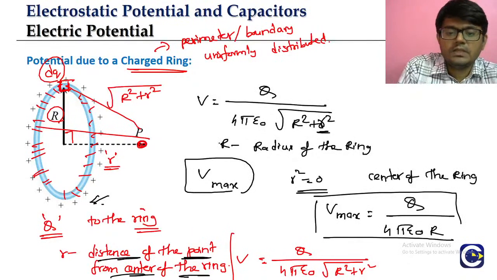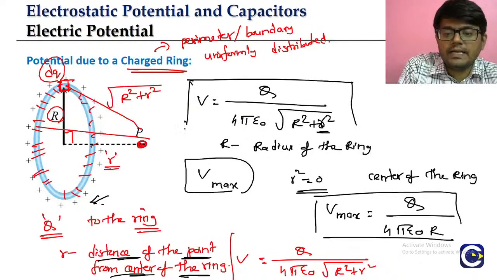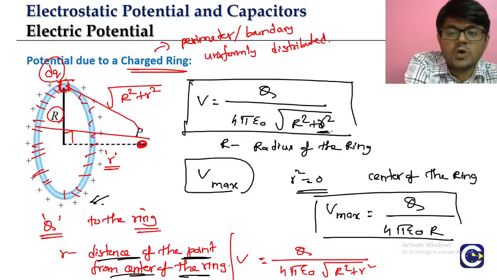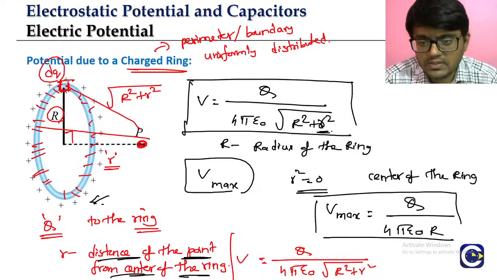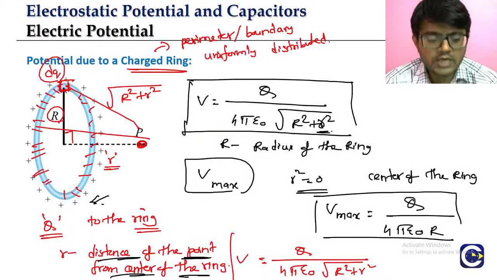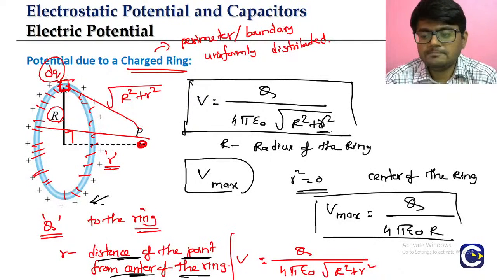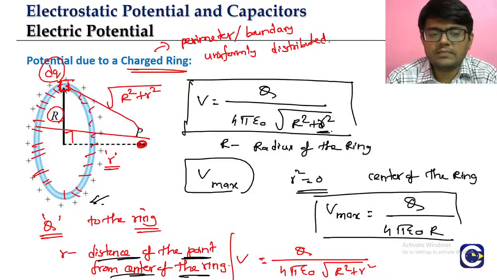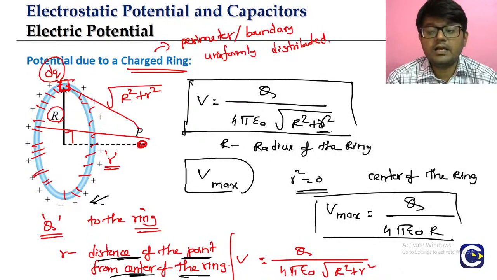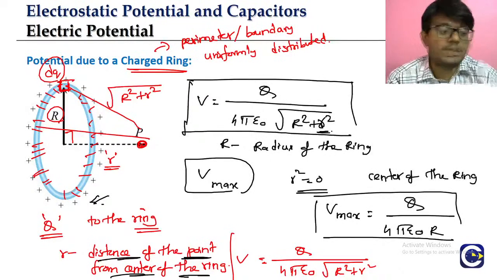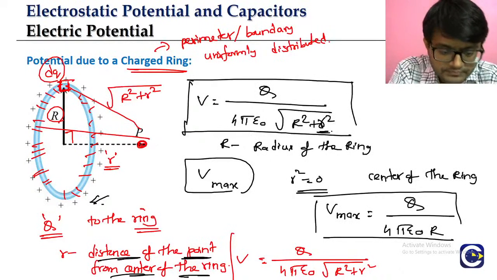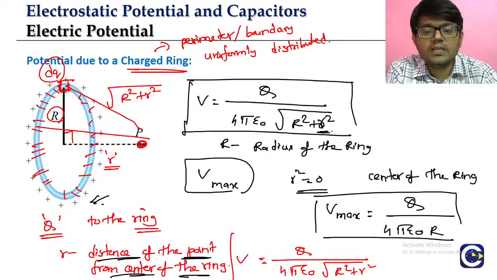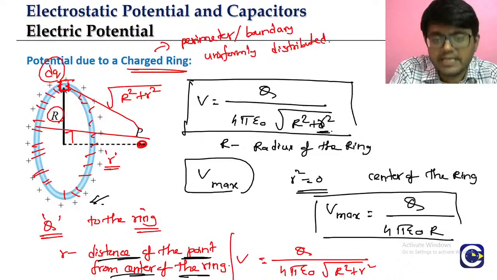So for any point at a distance small r from the center of the ring, V is Q by 4 pi epsilon naught root of capital R square plus small r square. If you take the point at the center of the ring, the potential is maximum, Q by 4 pi epsilon naught into capital R. So this is about the potential due to the charged ring.